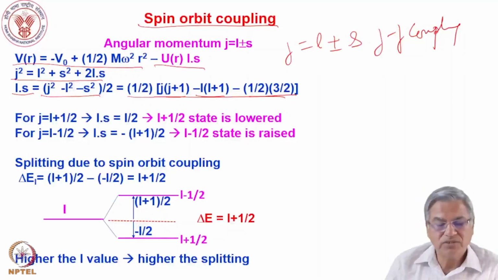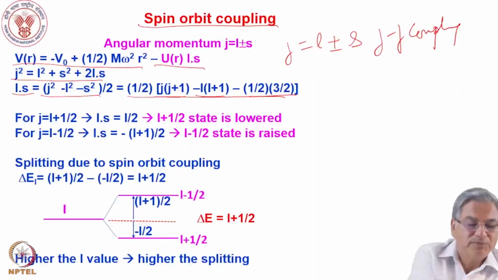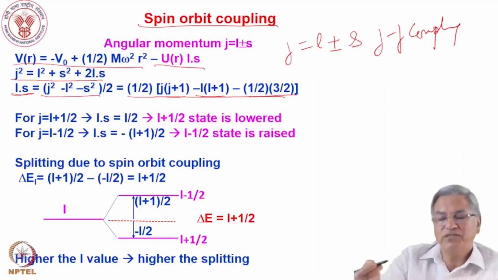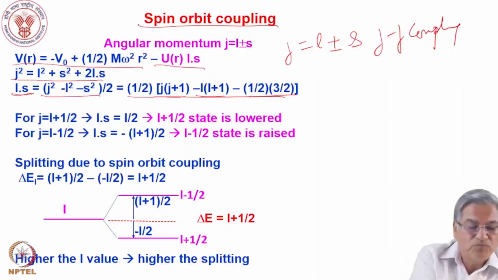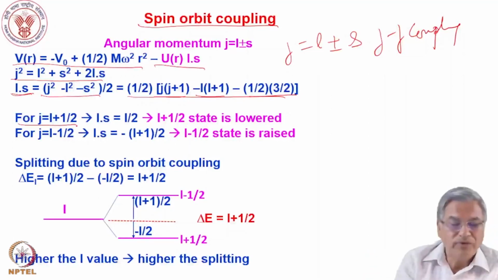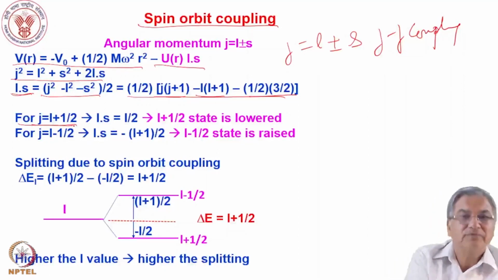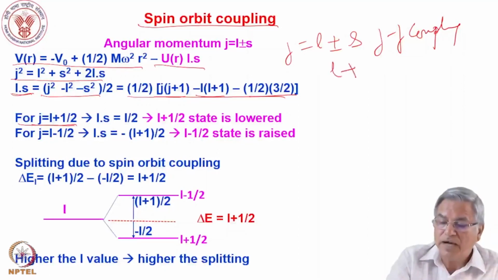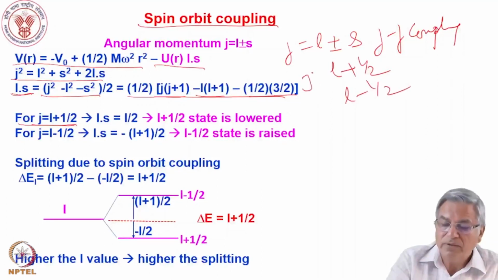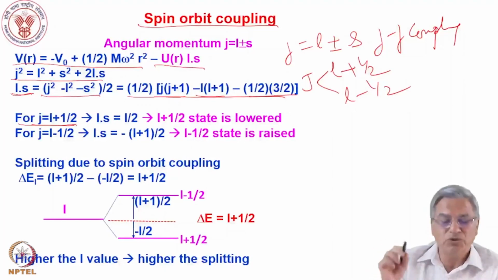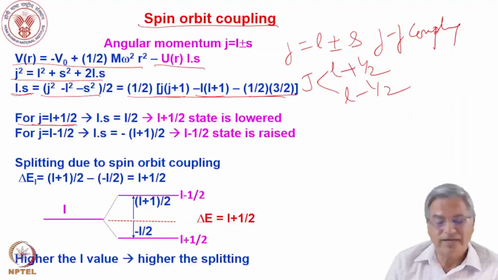Let us just see what happens to the spin orbit coupling. What does it do to the particular state? Instead of LS states, we now have a J state. And so J can now be L plus half, or J can be L minus half, right? So this L can be L plus half or L minus half, and so you will have different energy states. Each L state splits into 2 states, L plus half and L minus half.